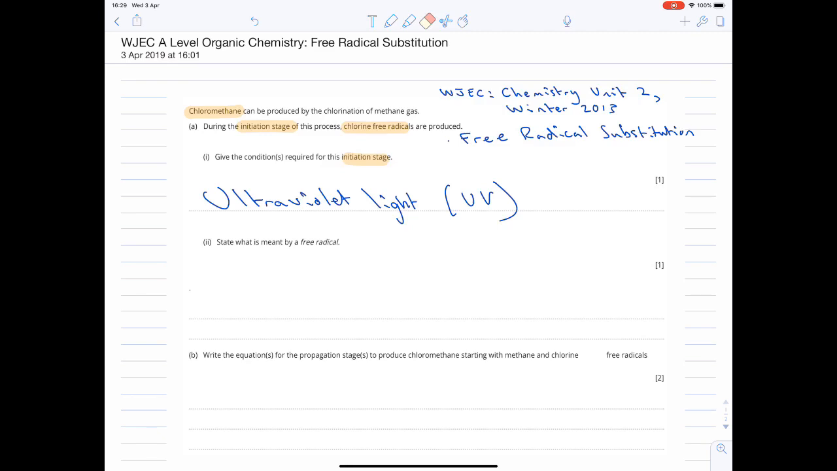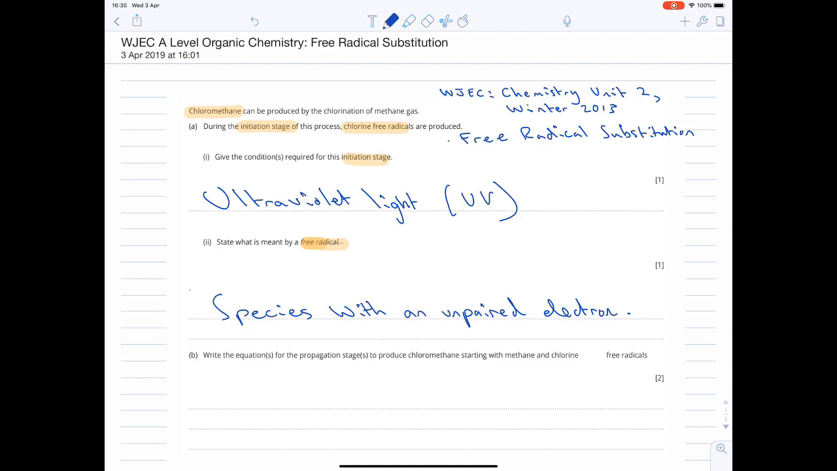Second part, state what is meant by free radical. So that's another definition question. And we should know that a free radical is a species with an unpaired electron. So I'm just going to write that down here. So that's species with an unpaired electron. That's our definition of a free radical.